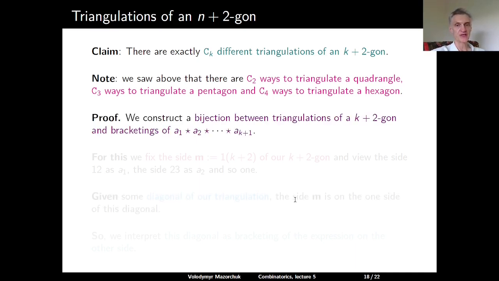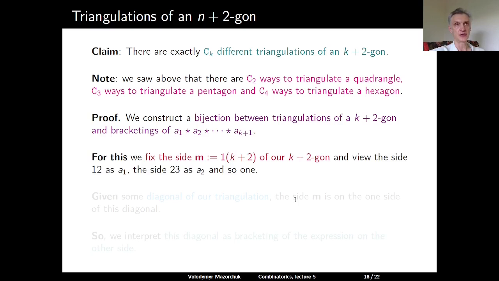To prove the claim, we construct a bijection between triangulations of a k plus 2 gon and bracketings of A1 star A2 star and so on star A sub k plus 1. For this, we fix the side which connects vertices 1 and k plus 2 of our regular k plus 2 gon, which is inscribed in a circle, and the vertices are numbered in a cyclic way. Then we associate A1 to the side 1, 2, we associate A2 to the side 2, 3, and so on.